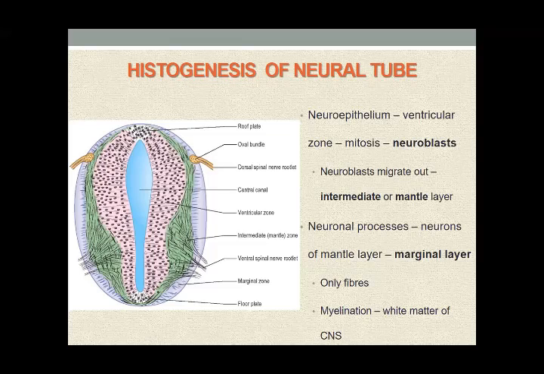Now what I am telling you holds true for the entire neural tube, whether the neural tube forms part of the brain or the spinal cord. This is the general histogenesis of the neural tube. That is going to be true for everything.